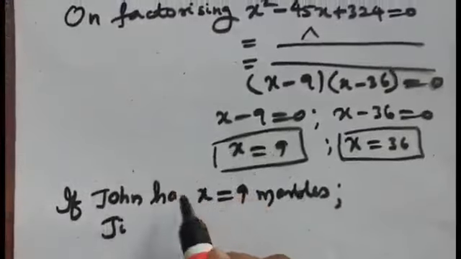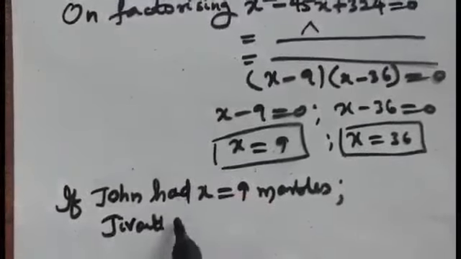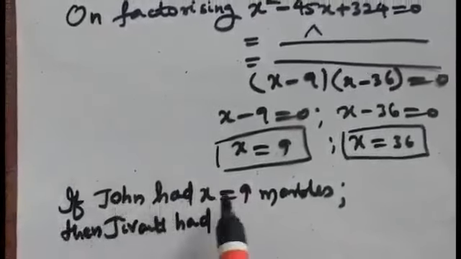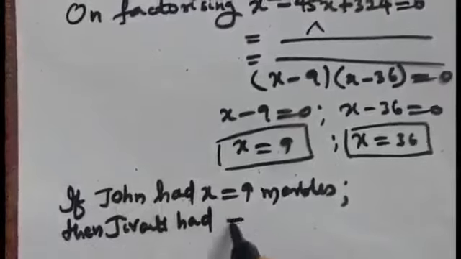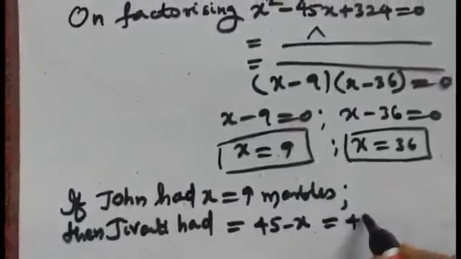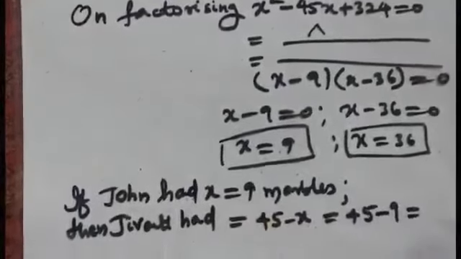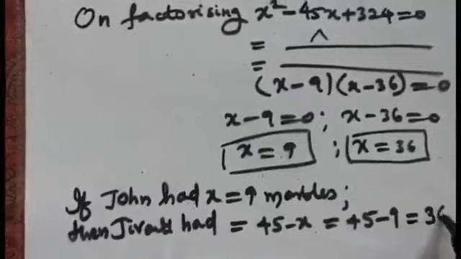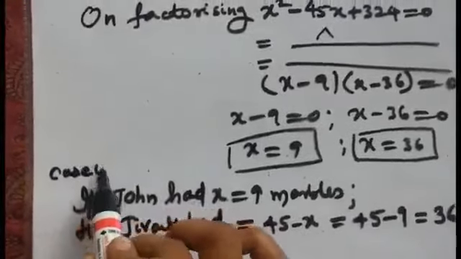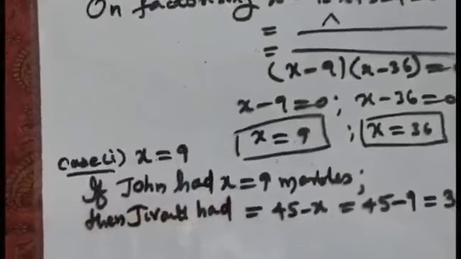If John had 9, then Jeevanti will have, because they are dependent on each other, it depends on the value of John. Jeevanti had 45 minus x marbles, we said, and here we are first taking x equal to 9. So how much will it be? 45 minus 9, it will be 36. So here you write case 1 or scenario 1, you can write anything. Case 1 when x equal to 9. This will be the scenario.